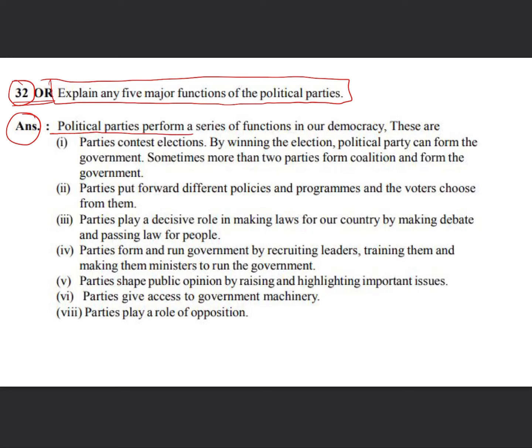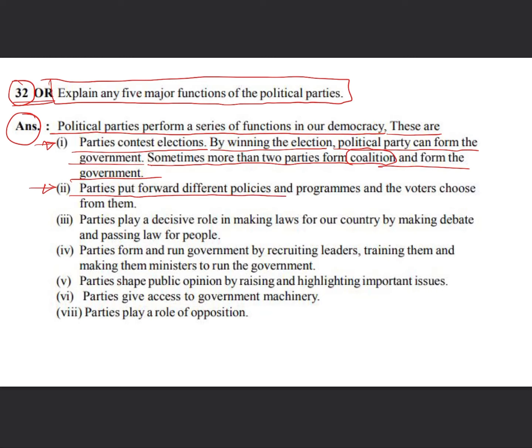Political parties perform a series of functions in our democracy. These are: number one, parties contest elections. By winning the elections, political parties can form the government. Sometimes more than two parties form a coalition and form the government. Number two, parties put forward different policies and programs, and the voters choose from them.